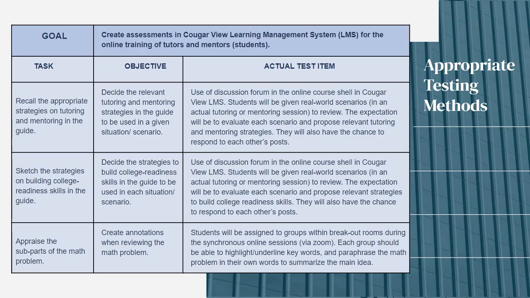With this, we have testing methods of how we would reach these goals with the task, objective, and test item that we would put forward. For example, a task would be to recall the appropriate strategies on tutoring and mentoring in the guide. The objective would be to decide the relevant tutoring and mentoring strategies in the guide to be used in a given situation or scenario. And for the actual test items, most of them include real-world scenarios where we are working through something either with the tutoring or the mentoring part to meet these criteria.